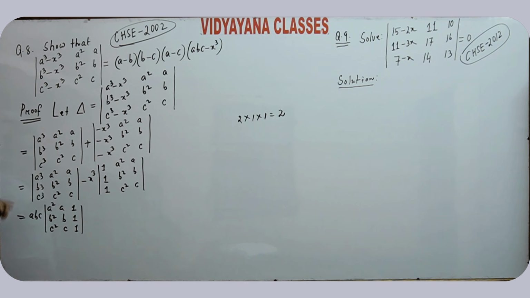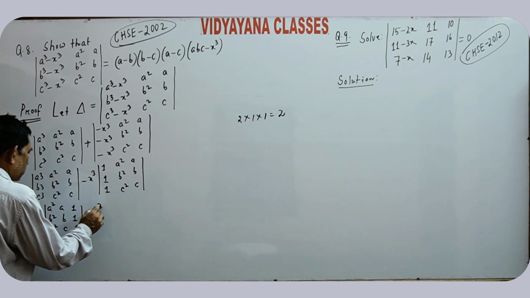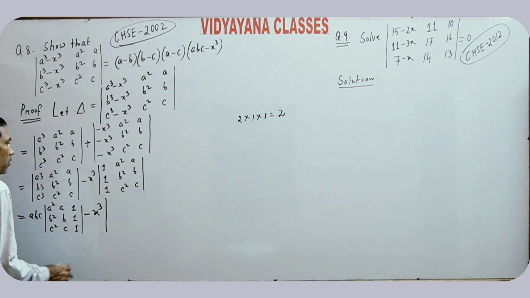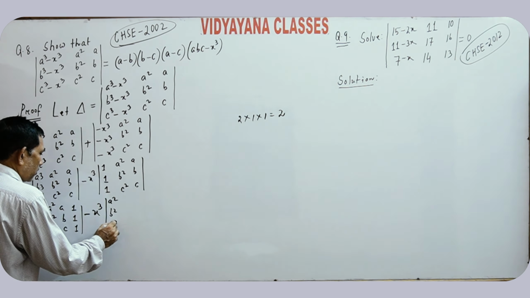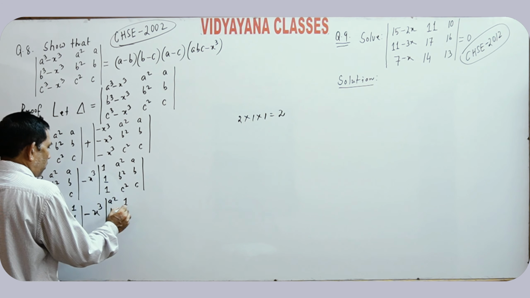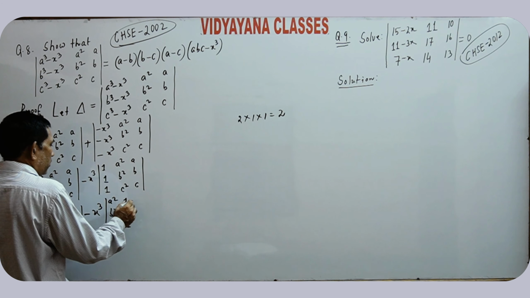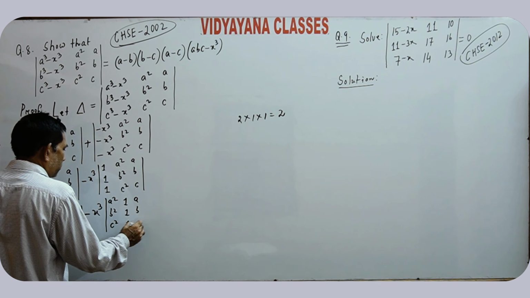Taking A as common from row 1, B as common from row 2 and C as common from row 3, the first determinant can be written as ABC into the determinant having elements A square, A, 1, B square, B, 1, C square, C, 1, minus SQ into the determinant A square, B square, C square, 1, 1, 1, ABC.